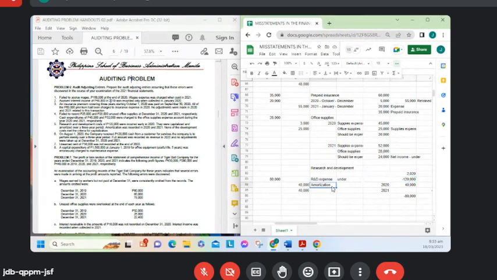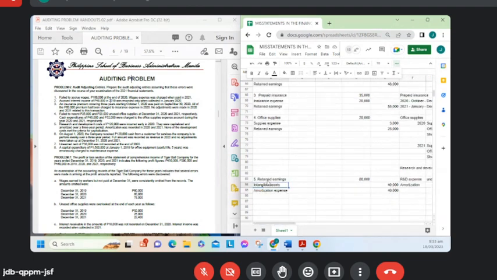However, there is an amortization recorded. So that amortization amounted to 40,000. So that's 120,000 divided by 3, di ba? Over 3 years, no? So the expenses therefore in 2020 is understated by 80,000 pesos. So if it's understated by 80,000 pesos, it means the net income is overstated. That's why for retained earnings beginning in 2021, the retained earnings beginning should be adjusted by 80,000 pesos.